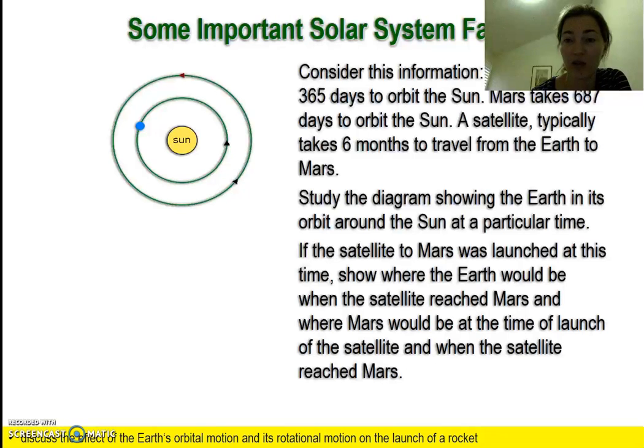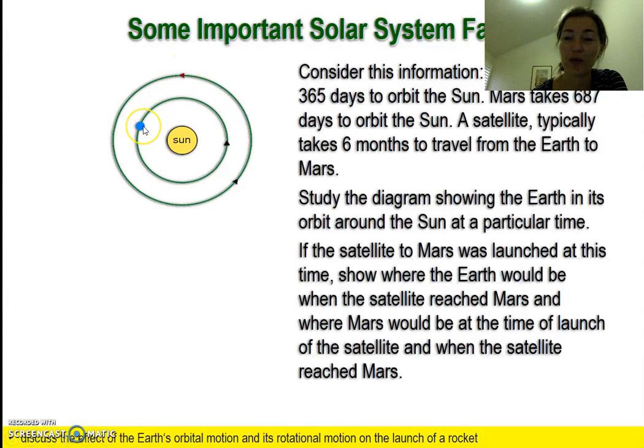So let's consider this situation. This is the Sun in the middle. This is the Earth orbiting, let's ignore the other planets in between, and Mars on its orbital path. Now consider this. It takes 365 days for the Earth to complete its orbit around the Sun. It takes Mars 687 days, almost double, in its journey of orbit around the Sun.